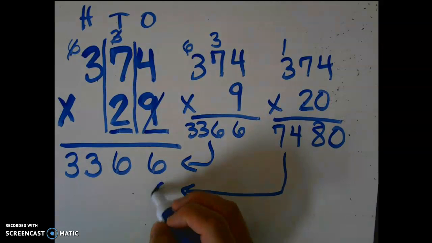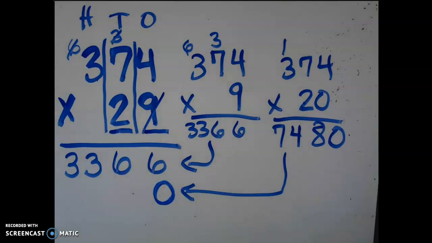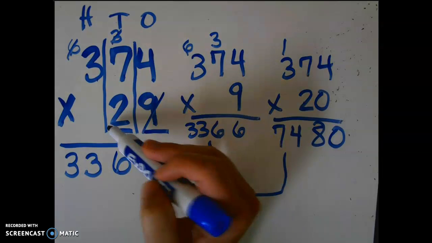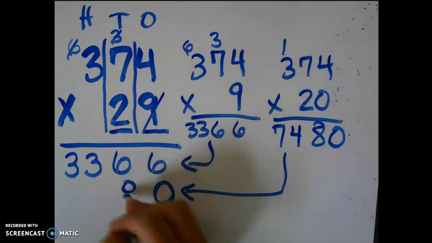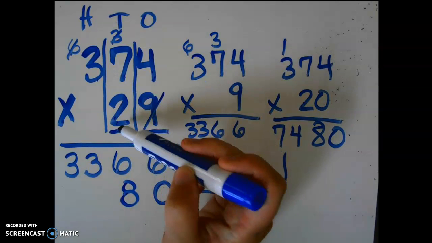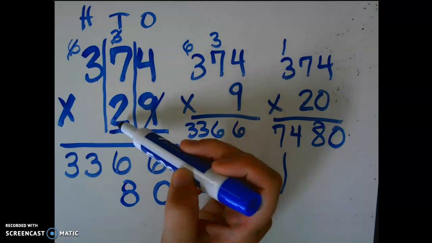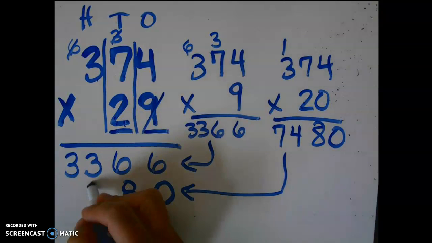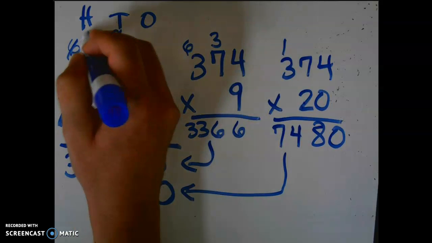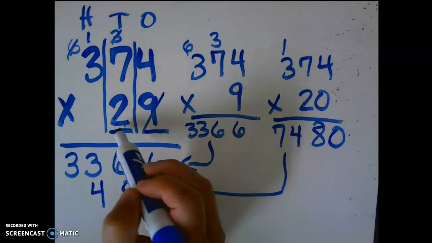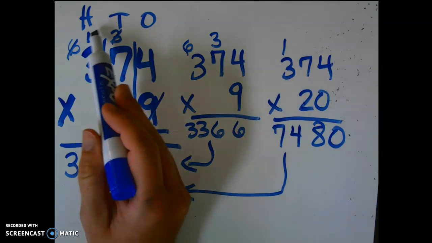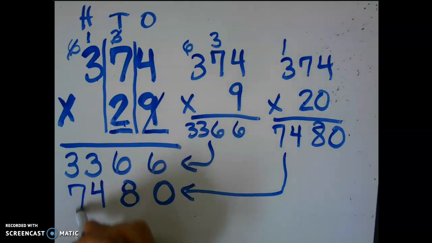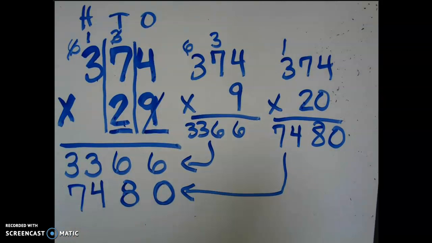Well, step 4 says to add a 0. I believe it's step 4. Step 5 is to multiply tens by ones. 2 times 4 is 8. Then we multiply tens times tens. 2 times 7 is 14. Carry my 1. And 3 times 10, or hundreds times tens, which is 3 times 2, 6 plus the 1 is 7. Are my products the same? They are. Okay, so now I can add them together.